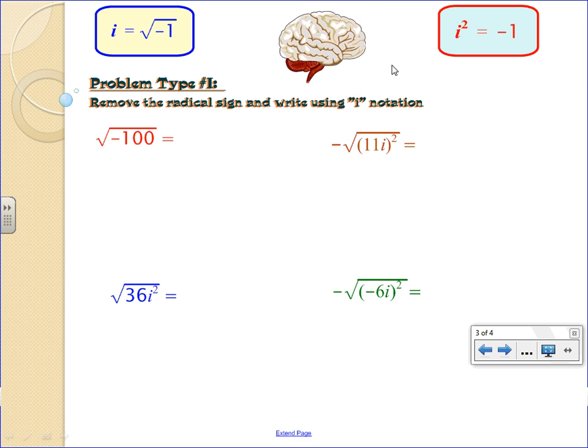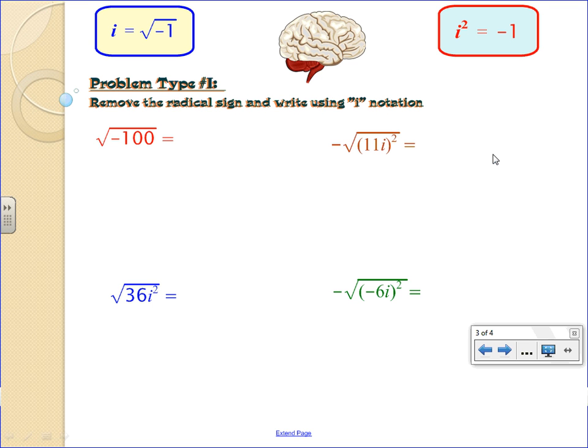We need our brains to be on and functioning. Hopefully you got your brain with you for these problems that we're going to take a look at. So we'll focus on the first problem type, and then in the second video that I'll put up, we'll do the other problem type. So problem type number one involves removing the radical sign and writing using i notation.